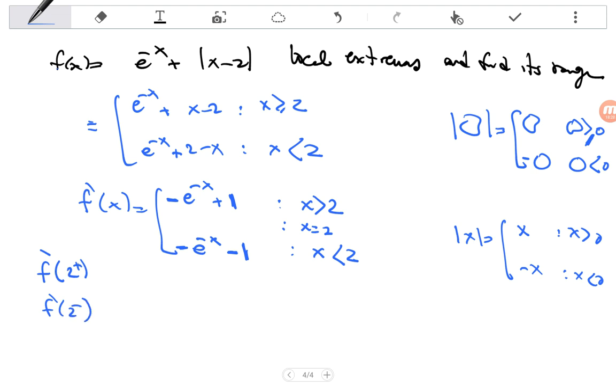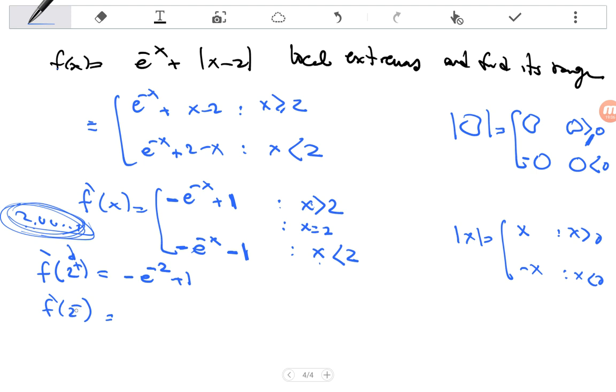What is f dash of 2 plus? I need to substitute with 2. What is 2 plus? It is just the number beside 2 from the right. It is 2.00001. So for which branch does this number belong, the first or the second? Is that number greater than 2 or less than 2? It is greater than 2, so it belongs to the first branch. So when I need to find f dash of 2 plus, I substitute it in the first branch. So that would be e power minus 2 plus 1.